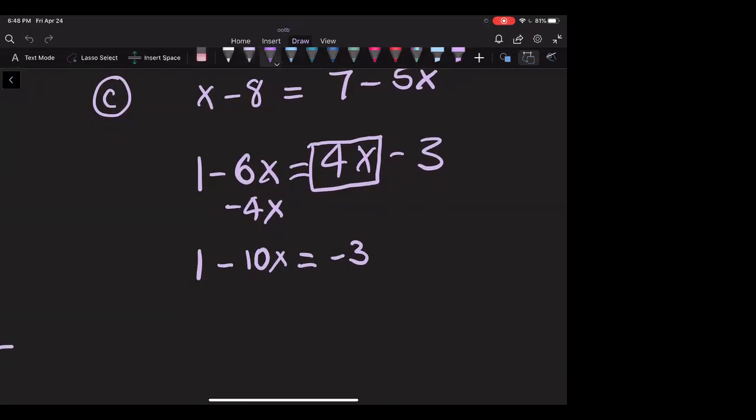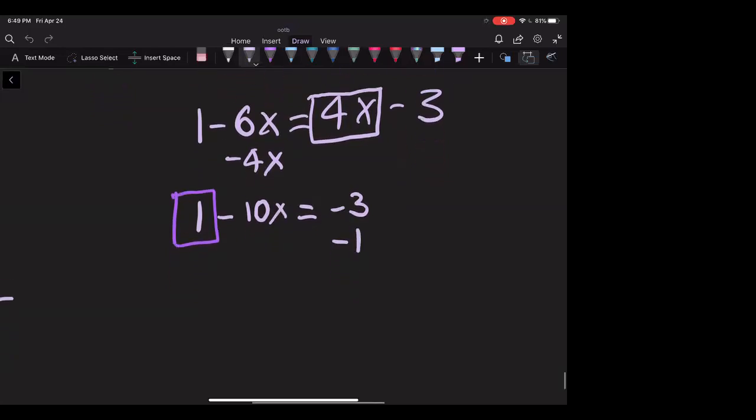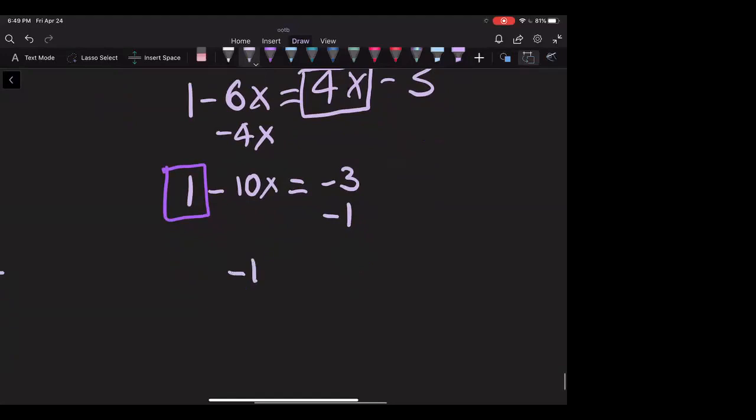Now what we're going to do is, is this one positive or negative? Positive. What's the opposite? Negative. So we're going to minus 1. So that's negative 10x. What's negative 3 minus 1? Negative 2. It goes up, remember? Oh, yeah. Negative 4.